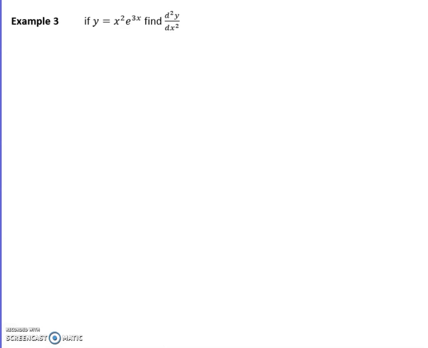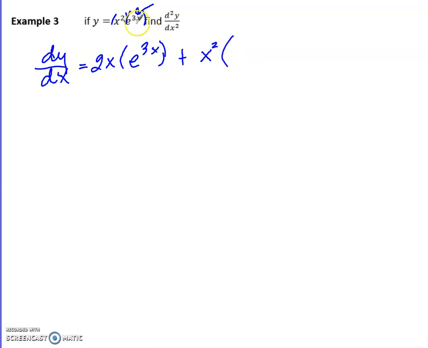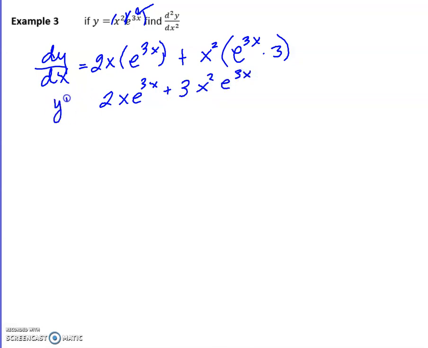And then this one just wants us to find the second derivative. Okay, so if we're looking for the second derivative, we are going to start with the derivative. And we're going to do product rule yet again. But ooh, there's product rule with a chain rule. So be careful. Derivative of the first, 2x times the second, e to the 3x, plus first x squared times the derivative of this. The derivative of e to the 3x is e to the what it was times the derivative of the inside, 3. So I've got 2x e to the 3x plus 3x squared e to the 3x. That's my first derivative, or y prime.